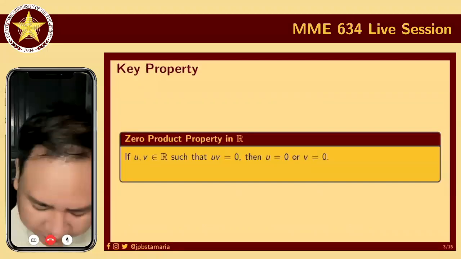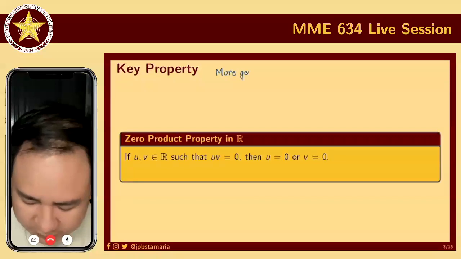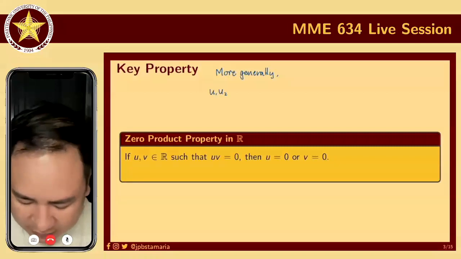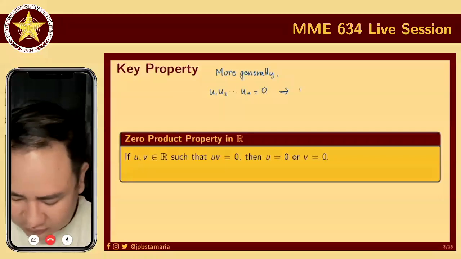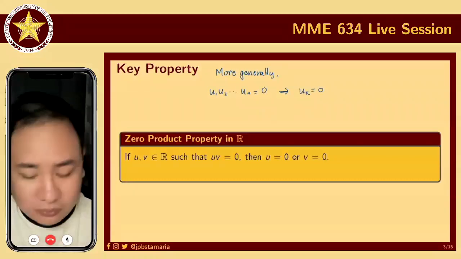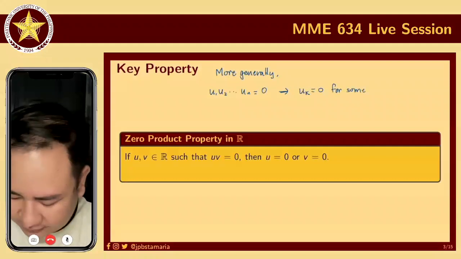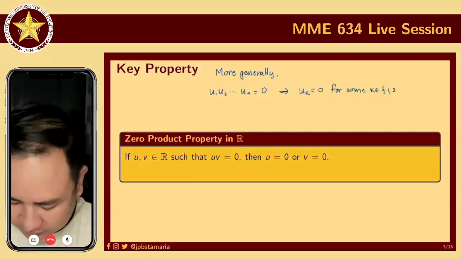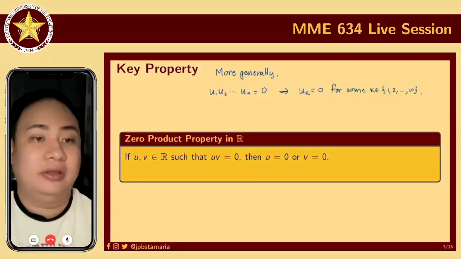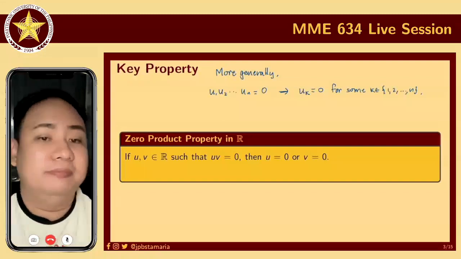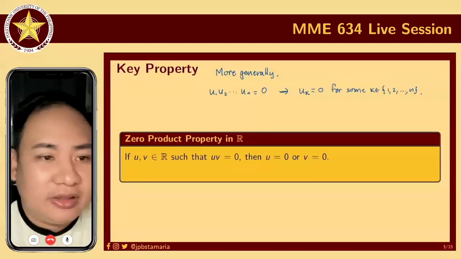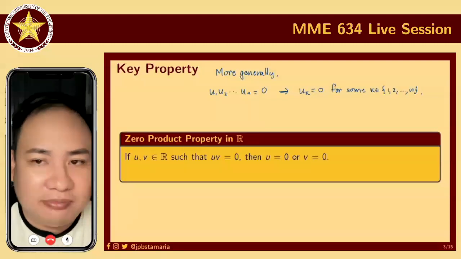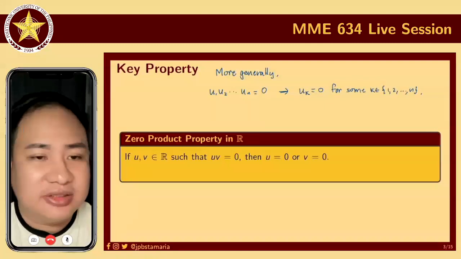More generally, ito yung mas general. Kapag meron kang maraming real numbers, tapos ang product ay 0, it follows that one of the factors must be 0. Yan yung mas general na form ng zero product property. Okay? If you take the contrapositive of this statement, what is the contrapositive of this statement?